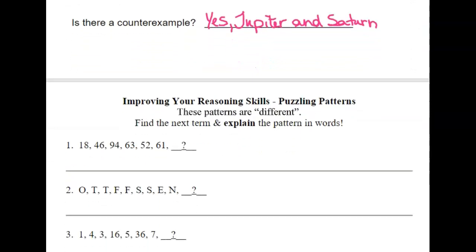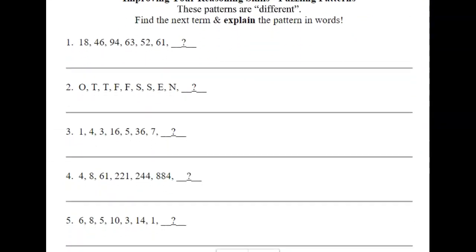And finally, we have some examples for you to improve your reasoning skills. These patterns are different, and most of them are difficult. You're asked to find the next term and explain the pattern in words. So I have all of the answers on my page, but I want you to pause the video and try to figure some out. Some of them take quite a bit of time, and some of them you're just not going to be able to get. If you Google these answers, you will find them, but that's cheating. So try to figure some of these out on your own. Pause the video, and when you're ready to check your work, you're welcome to unpause.